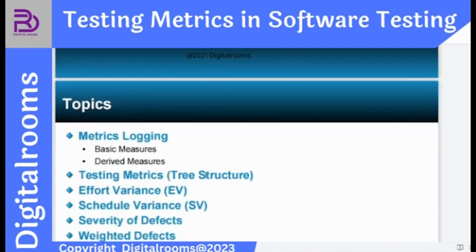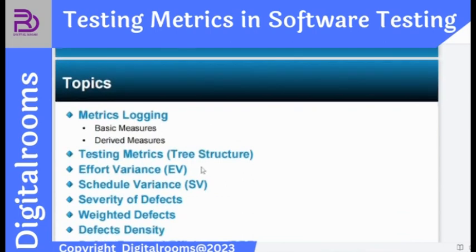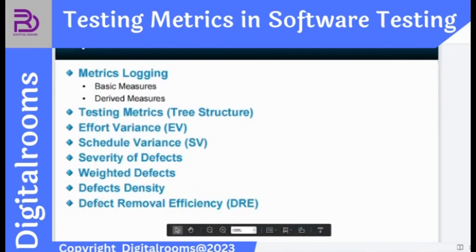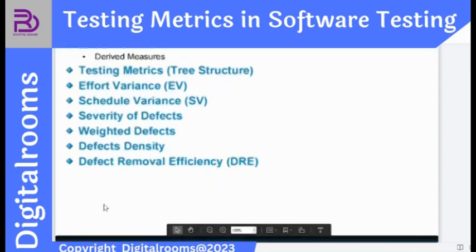Testing metrics is a tree structure. Effort variance is called EV. Schedule variance is called SV. Severity of the defects, weightage of the defect. It means, for example, on the basis of 50%, 20%, 30%, what is the weightage? If something is giving an error, a defect or bug, then what is the weightage percentage of that? Defect density and defect removal efficiency.